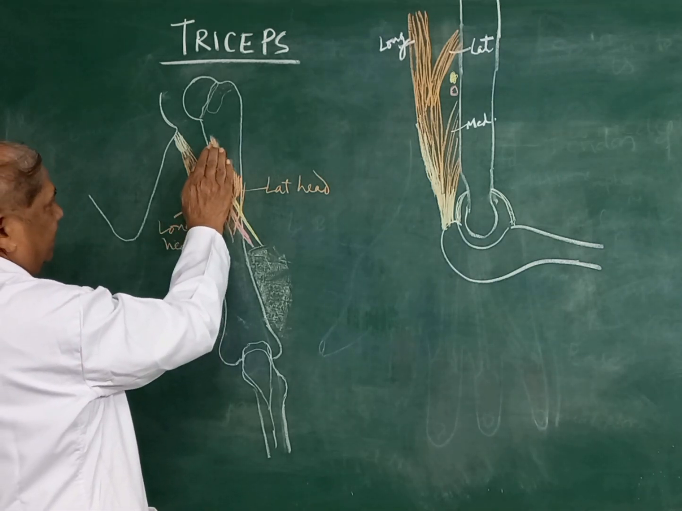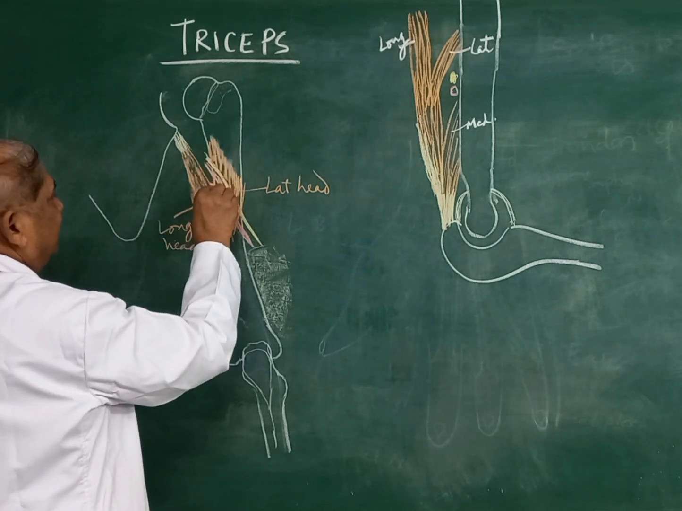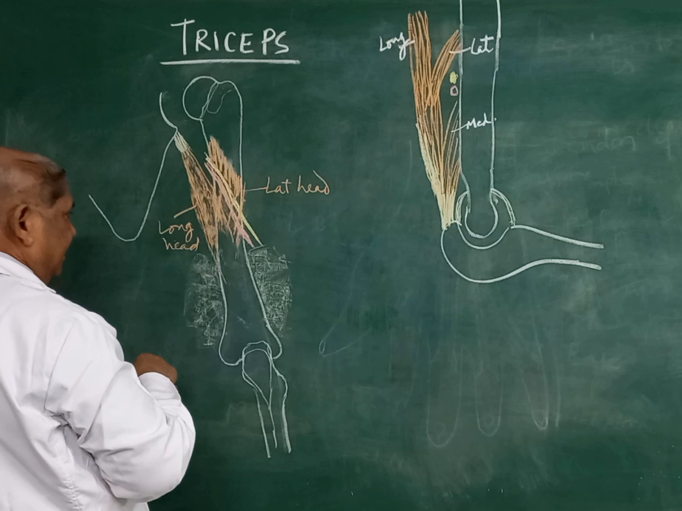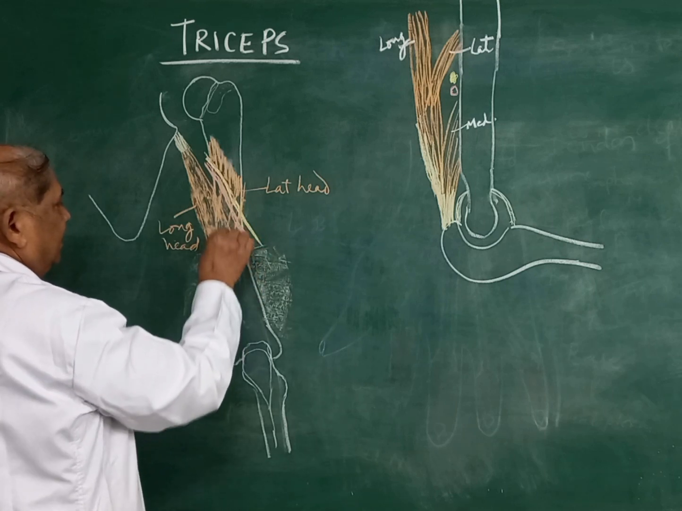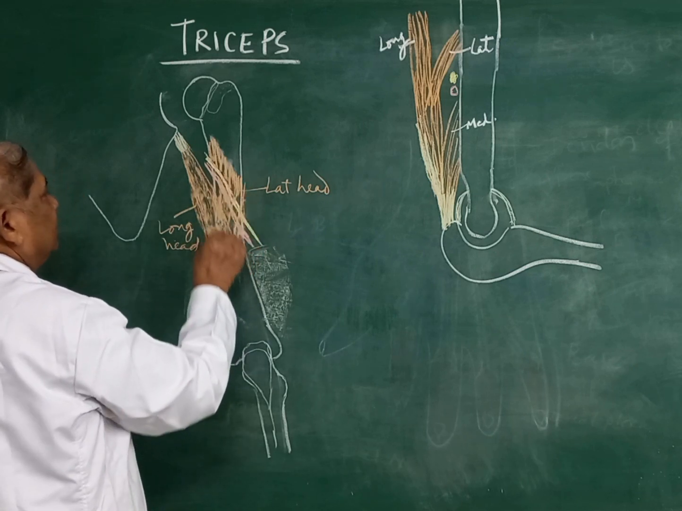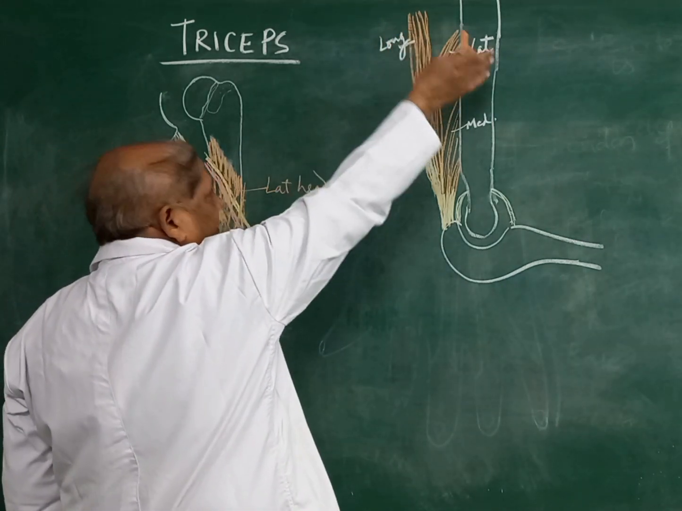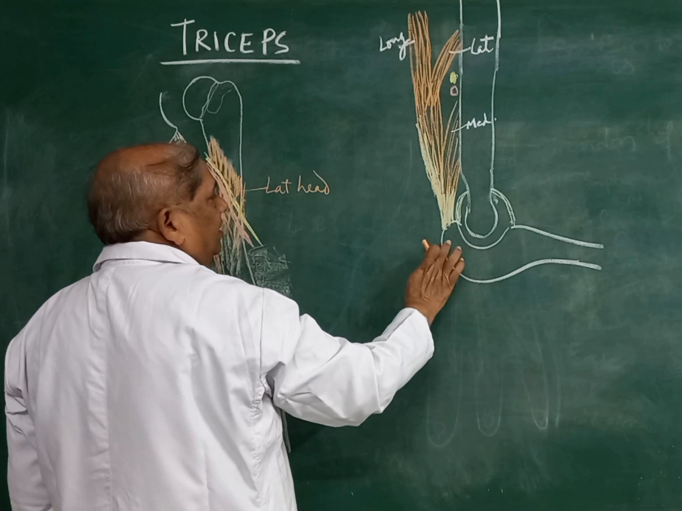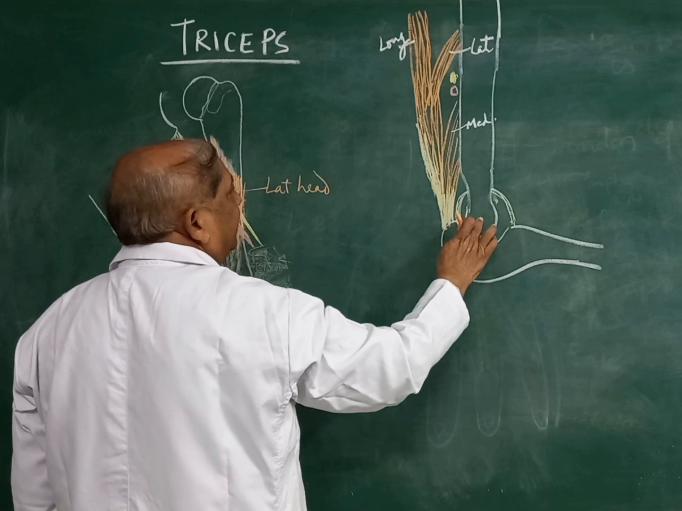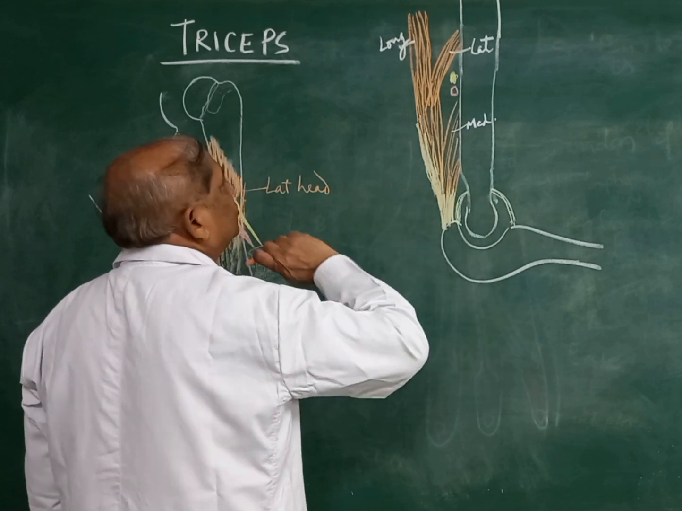The lateral head then covers the profunda brachii artery and the radial nerve, and then both fuse with each other. That means the lateral head and long head fuse with each other, and then they form an aponeurotic or tendinous mass here superficially. For example, in a side view, this is the olecranon process, the ulna shaft. This is the trochlea of the lower end of the humerus. This is the shaft of the humerus. This joint is the elbow joint.